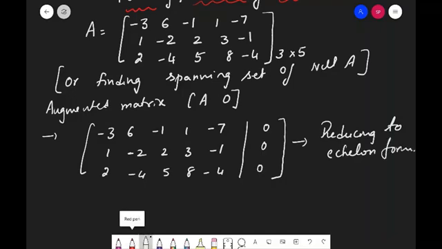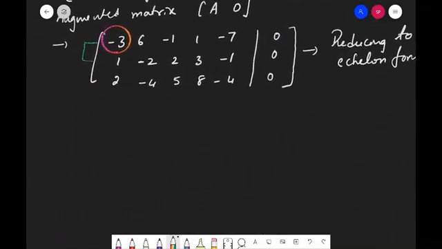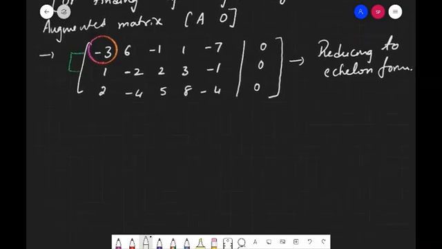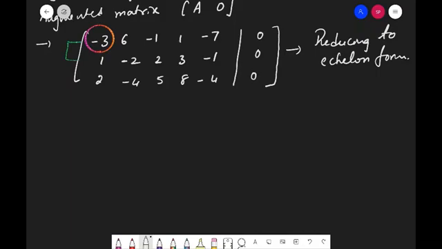So if I observe here, the first row, first column element is -3. Instead of this, I think we can make it simpler. Let us interchange row 2 with row 1. So I'll do that first step. R1 is interchanged with R2. So first we'll interchange the rows R2 and R1. What is the transformation that we are applying? Interchange R1 with R2.